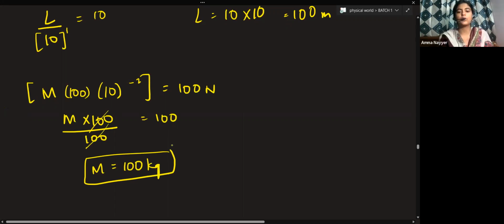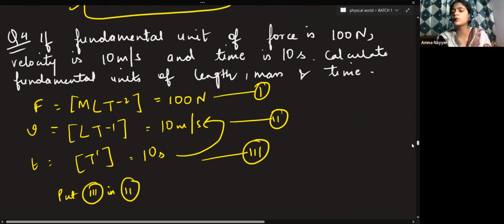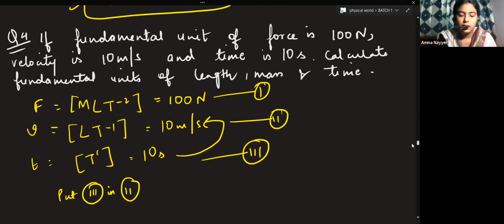You have the values of mass, you have the values of length and time together. Time was already given, 10 seconds. So there wasn't any need to calculate it. Just note it down. You already have the questions.